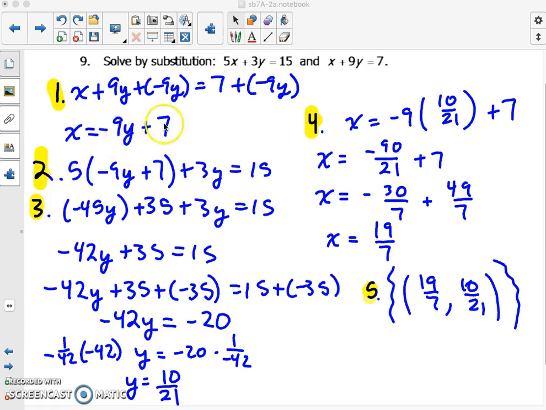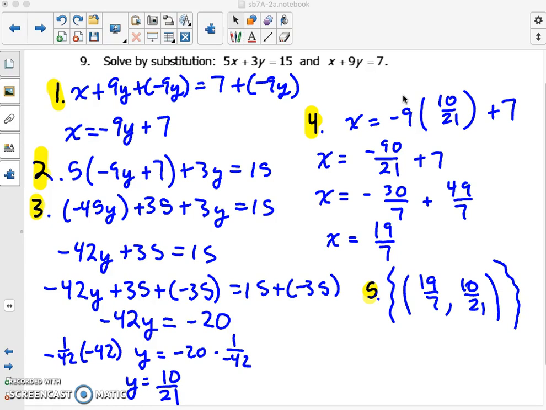All right, so you have negative 9 times 10 over 21 plus 7. I got negative 90 over 21. Simplify to negative 30 over 7. The 7 becomes 49 over 7, this is just rewriting 7 with a denominator of 7. So I have negative 30 plus 49 gives you 19 over 7. And then we finish the problem up by writing 19 over 7 and 10 over 21.